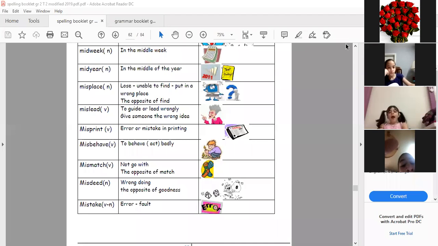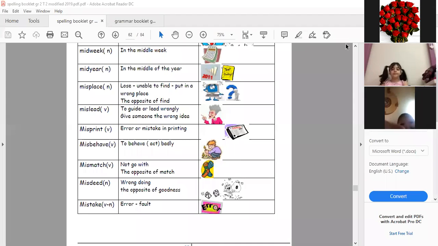Met and, we started the word with what? Met and met.